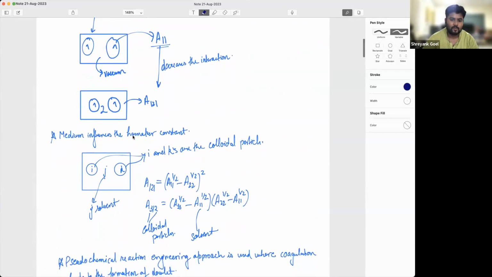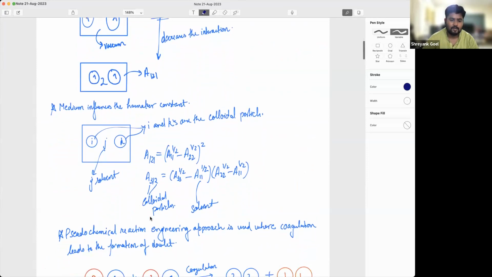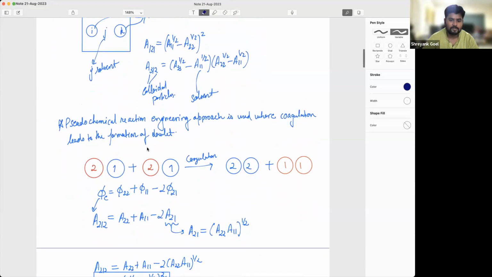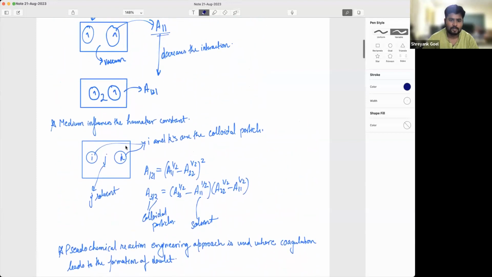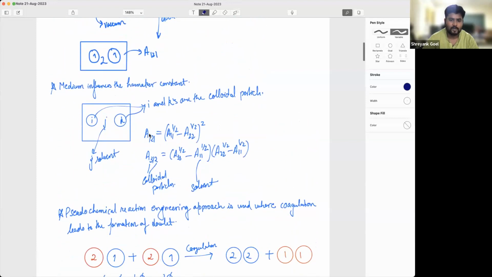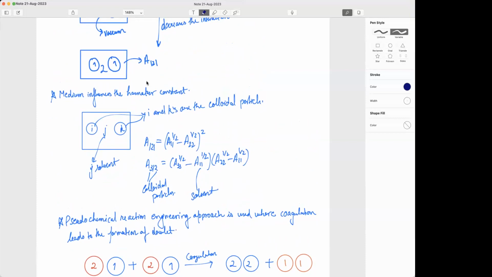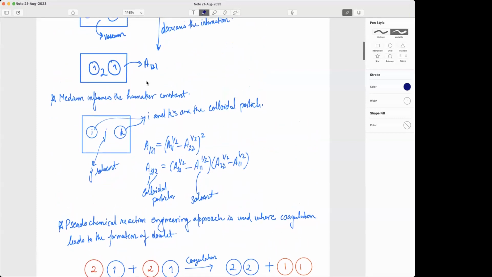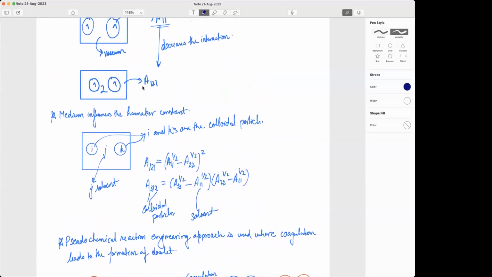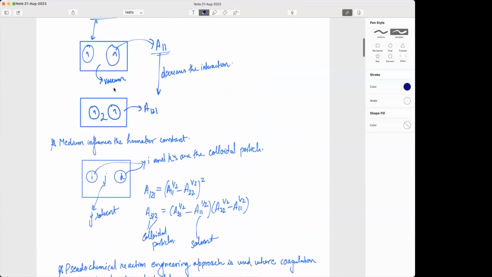The effective A132 we have derived as (A11^(1/2) minus A33^(1/2)) whole squared. We derived it from this approach of coagulation, that is the pseudo-chemical reaction approach. So this A132 is essentially what you are talking of, the effective one. Actually, I want to ask, there is a same particle, a silica particle, given with a Hamaker constant for vacuum, and that same particle is immersed in water.